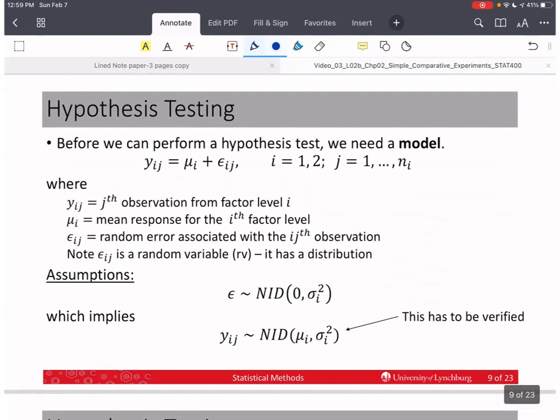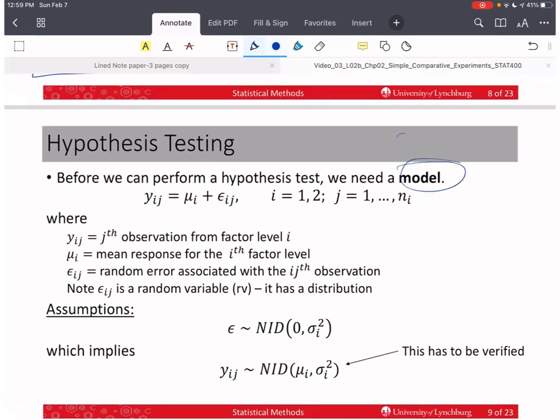Okay, but before we do a hypothesis test, especially in this class, with the topics we're going to be discussing, you need a model. Okay, so we need a model, and it's going to be one of the first things you write when you write your hypothesis statement. You need to include a model in it. Okay, so Yij equals mu i plus epsilon ij. Mu i is the mean of the ith treatment level or factor level. Okay, and j is the observation.